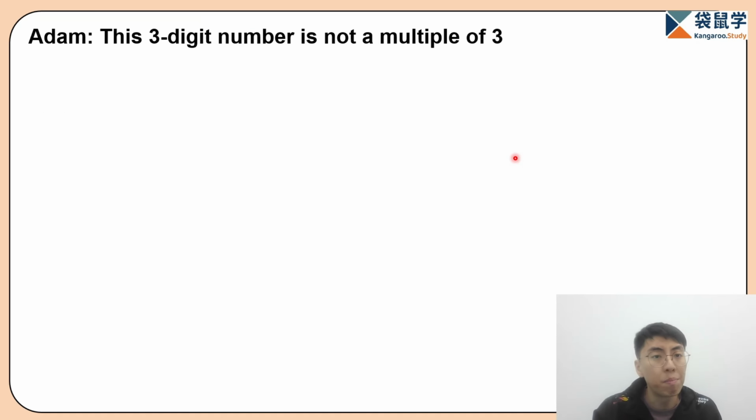Let's see what we are able to deduce from them. Starting with Adam, saying that this 3-digit number is not a multiple of 3. From this sentence, what is it that we can get? Let's take a quick moment to think about this part. Okay, time's up, everybody. This sentence is very important for us, because it tells us a lot of information actually. When a 3-digit number is not a multiple of 3, let's think.